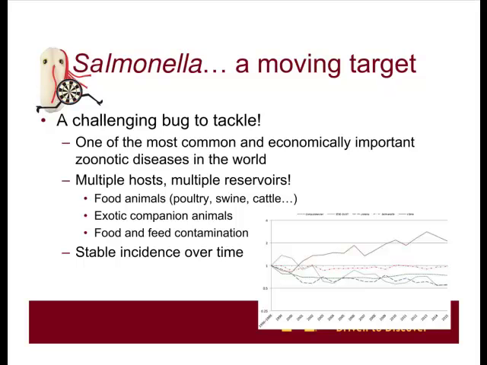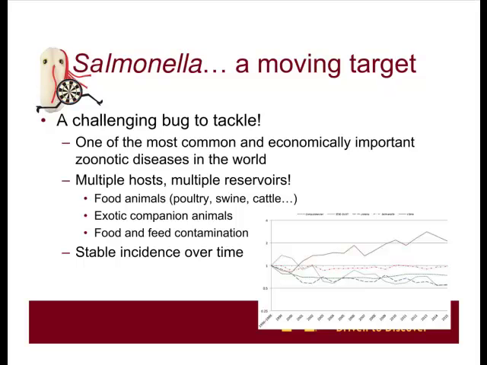So even though it's creating a big economic impact in many countries around the world, we still can't manage it very well, probably because there are so many reservoirs that can act as potential sources of infection for humans, and that includes food animals, companion animals, contamination of other food and feed. And actually this has led to this stable incidence.